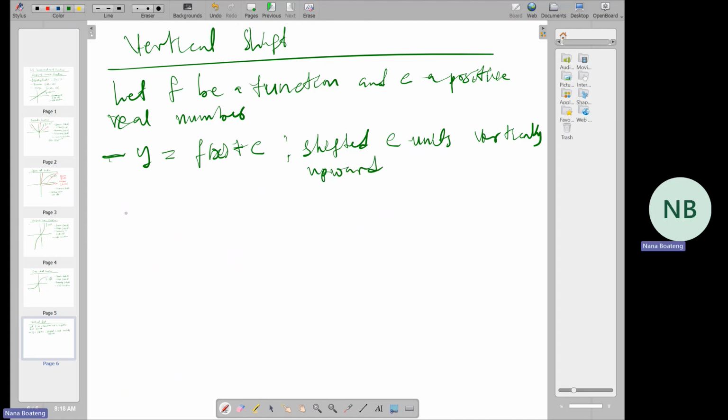And y is equal to f of x minus c is shifted c units vertically downward. C units vertically downward.